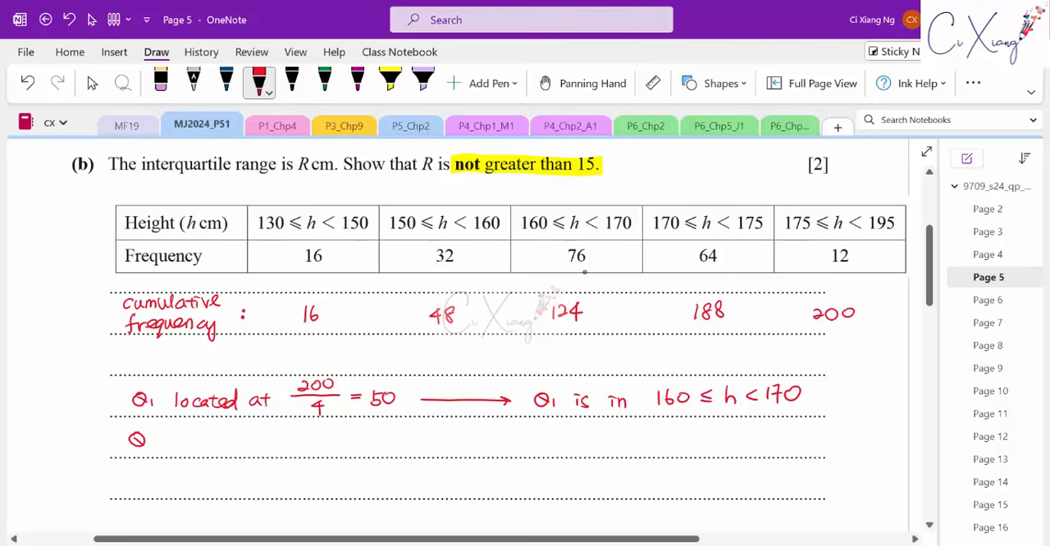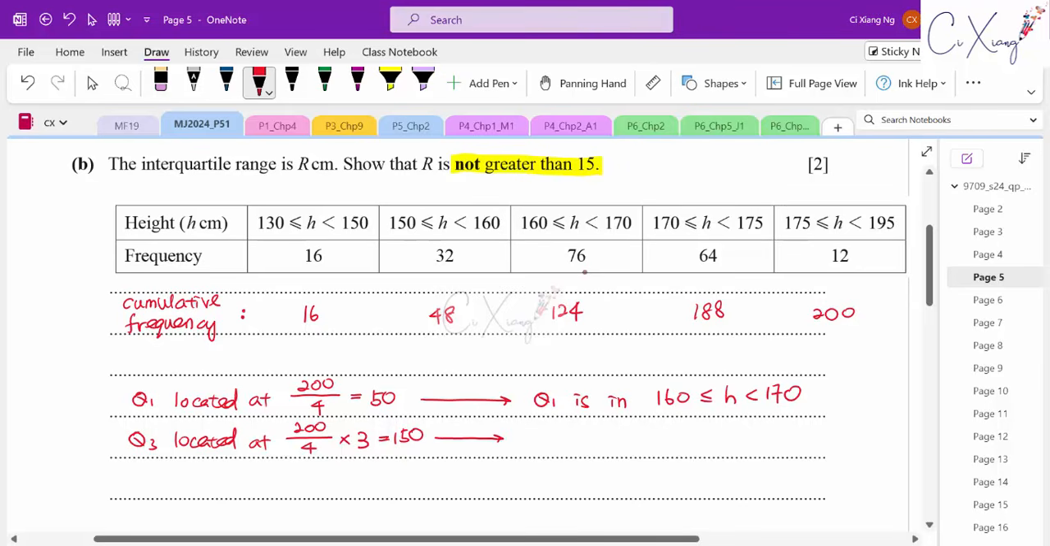Then Q3, I want to know where Q3 is located. So Q3 is located at, you take 200 divided by 4, you need to times 3 because it is 75%. So Q1 is 25%, but Q3 is 75%. So when you multiply, you get 150.